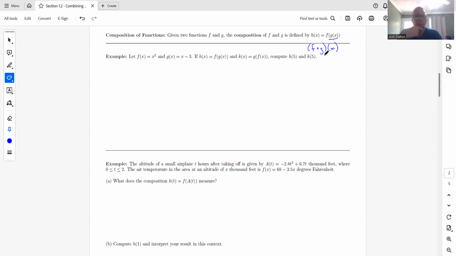All right, so the first example we have f of x equals x squared, g of x is x minus 3. h of x is the composition f composed with g. k of x is the opposite. We have g composed with f. And we want to find h of 5 and k of 5. So h of 5 is f of g of 5. So we're just plugging in the 5 for the x. And on these, we work from right to left. So we need to find g of 5. We're going to plug the 5 into there. We have 5 minus 3, so g of 5 is 2.